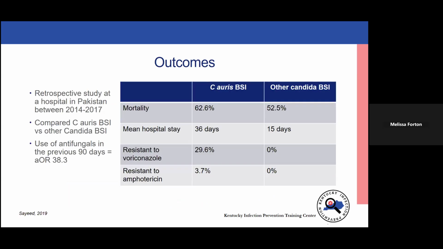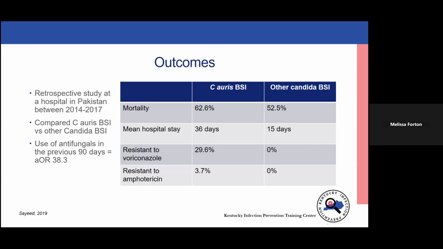And there was also a retrospective study done at a hospital in Pakistan, and they compared those same 2 groups, those who had a CRS bloodstream infection versus patients who had a different type of Candida bloodstream infection. And you can see the differences here. The CRS patients had an increased risk of mortality. The stay was double that for the patients that had CRS.